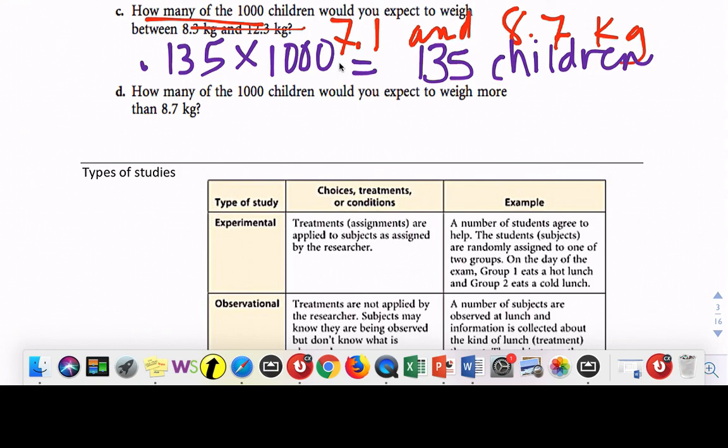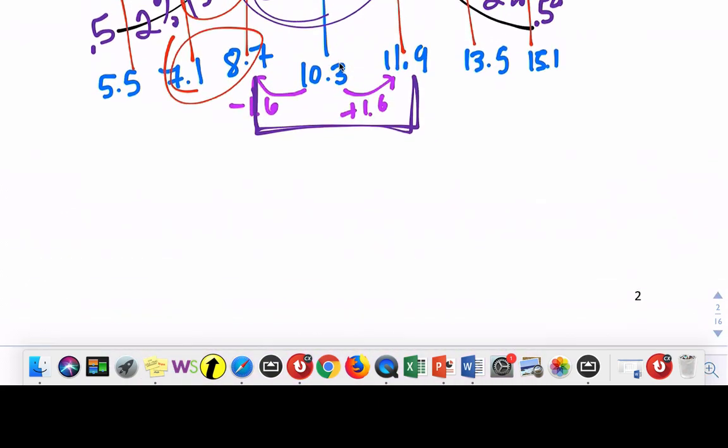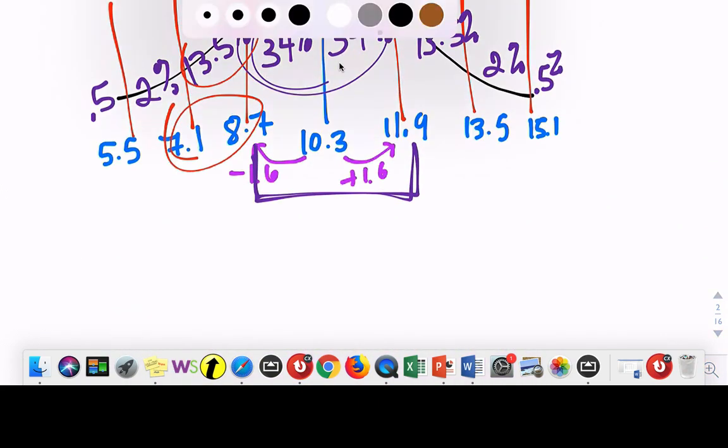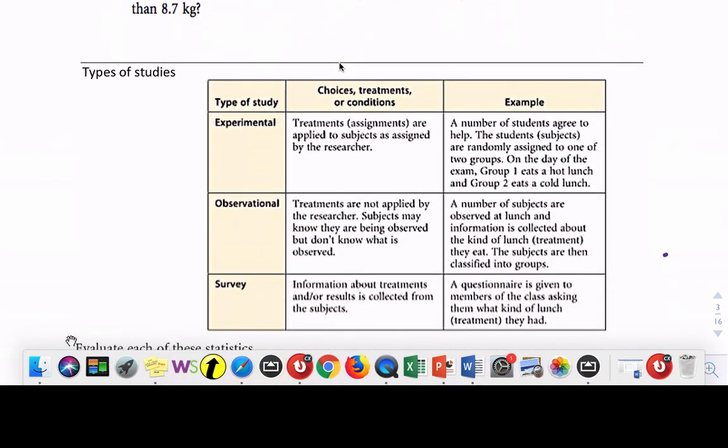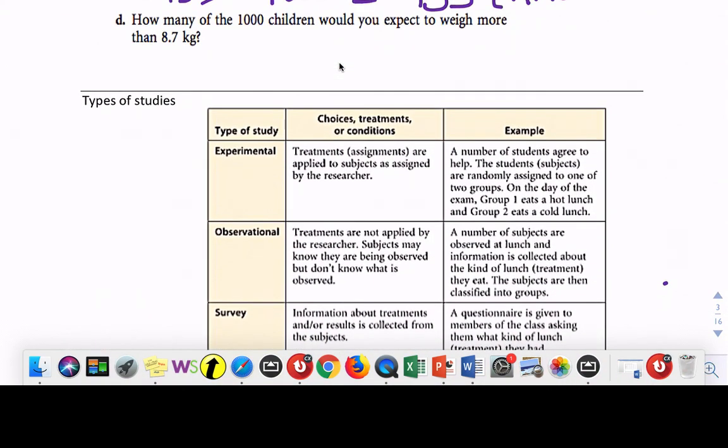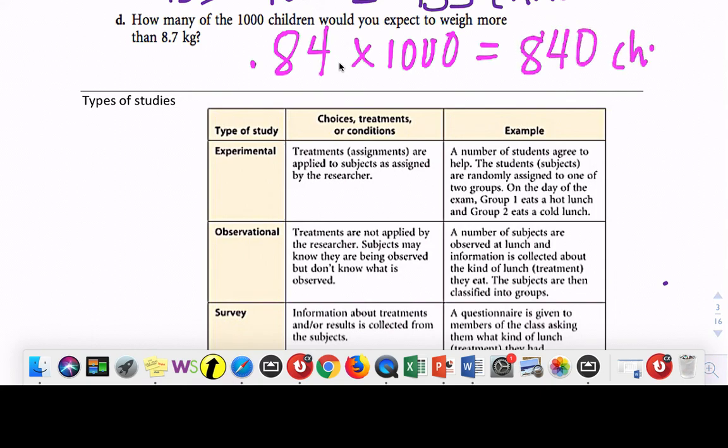The last one, how many of the 1,000 children would you expect to weigh more than 8.7 kilograms? All right, so how many again? So more than 8.7. So let's find the 8.7. That's this guy right here. So everything above this. So here's the first half. This is 50%. We're going to add the 34% to that. So add all those percentages together, and you get 84%. And 84% of 1,000 is 840. It's almost all the children.